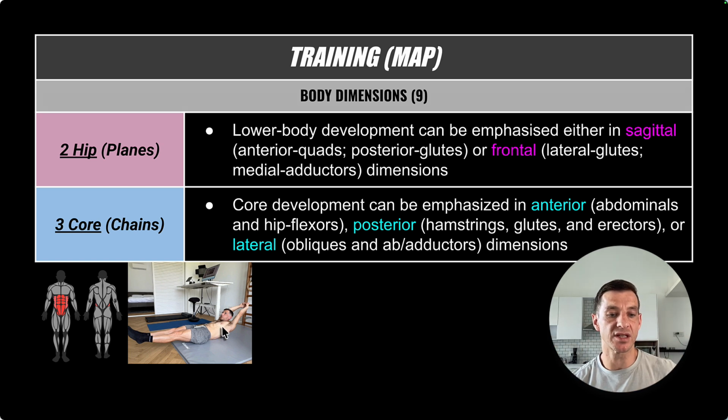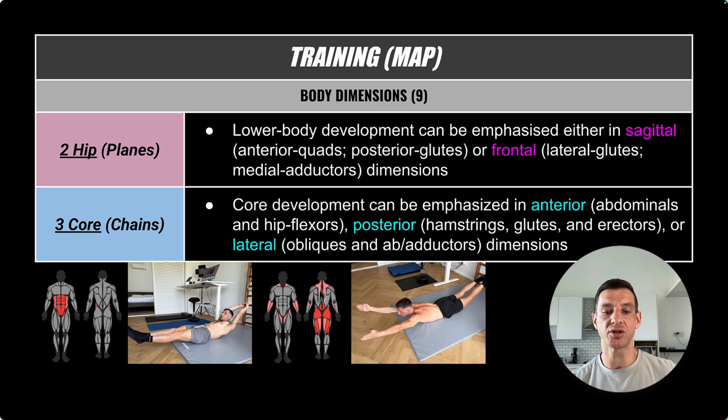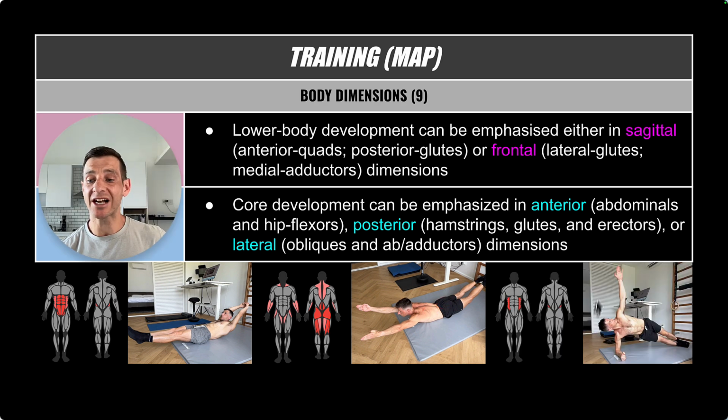And so this is known as the hollow body hold, and it's one of the best ways to develop your anterior chain. Next, we have the posterior chain. This is going to be emphasizing the hamstrings, glutes, and erectors all at the same time. Next, we have the lateral chain, which is putting more of an emphasis on the obliques, as we can see here, and even to some extent, the abductors and adductors.